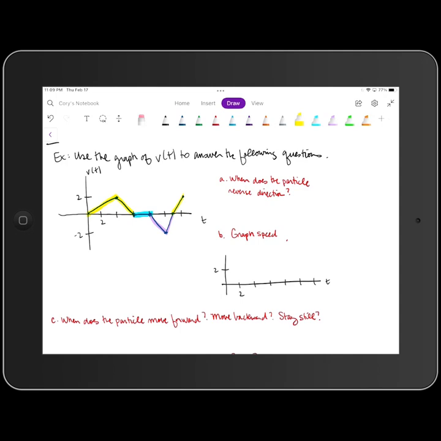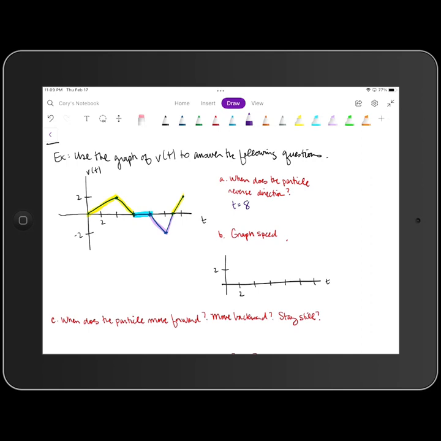So that's going to answer part C for us in this problem, but also helps us with part A. So the particle reverses direction. I think there's an optional answer for that. I think that you could say that it reverses direction at time t is equal to 8. That is where the blue highlighter meets the purple highlighter.